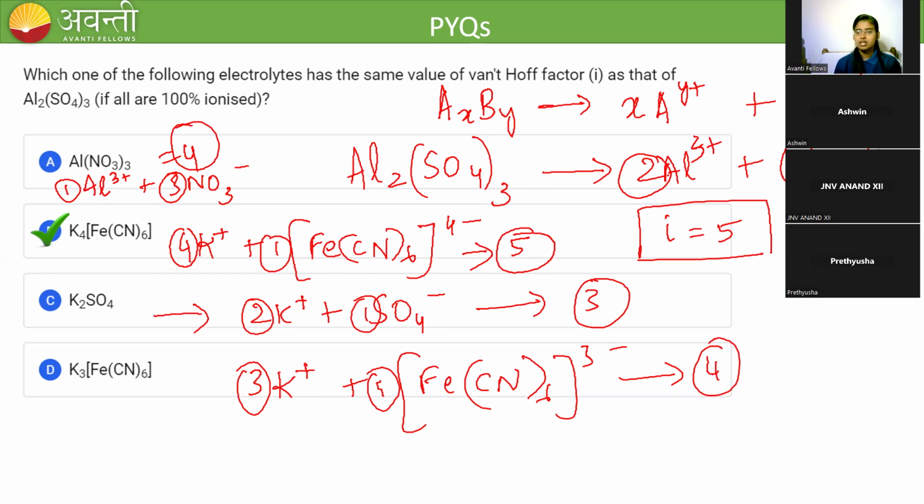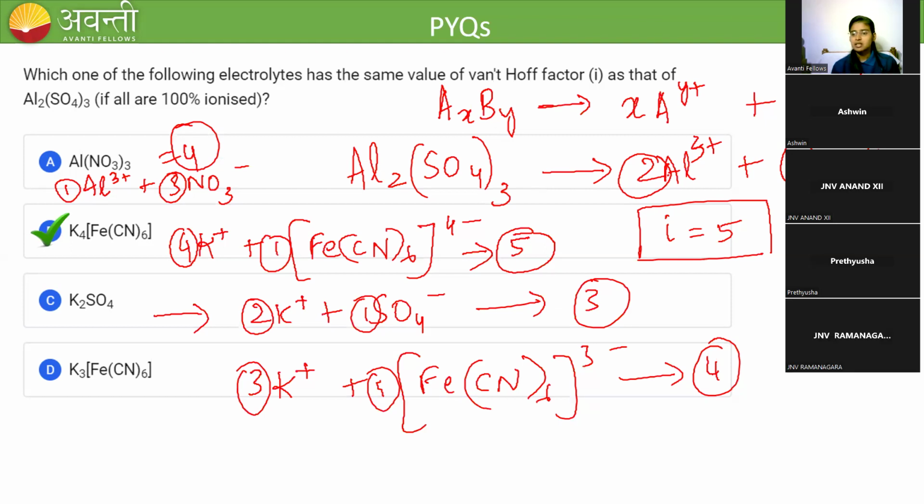Clear for all of you? This is very easy. Okay. You don't have to struggle. Just find out the i value by calculating the number of ions produced. That's all. Okay. So I'll move on to the next question. Do any of you have any doubt from the Van 't Hoff factor part? I have solved now from this question and from the previous question. It's very easy, no? Is it clear for all?